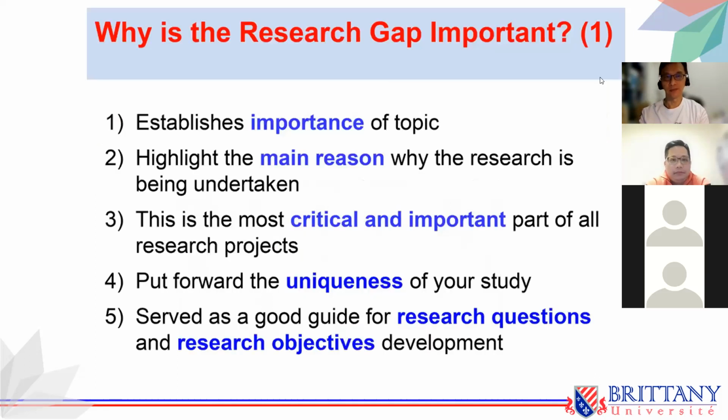Now, why is the research gap important? It establishes the importance of your topic. Now, you want to do a particular research on a specific topic. You must tell us why it is important. In order to tell us why it is important, you need to know the existing studies, existing research done on the same topic. So this is how you will be establishing the importance of the topic. You need to highlight the main reason why the research is being undertaken. You also need to know that this is a critically important part of the research project. Why is this research very important for these people? I told you, right, that there are many stakeholders in the research you are doing. So you need to explain it also in the problem statement.